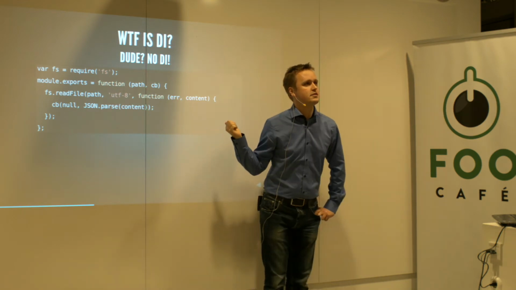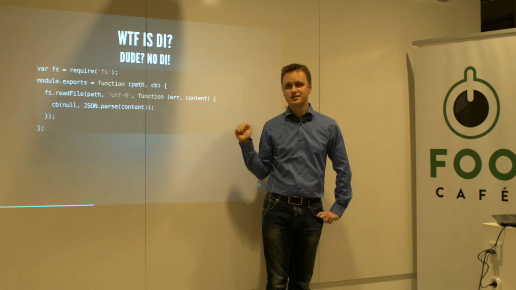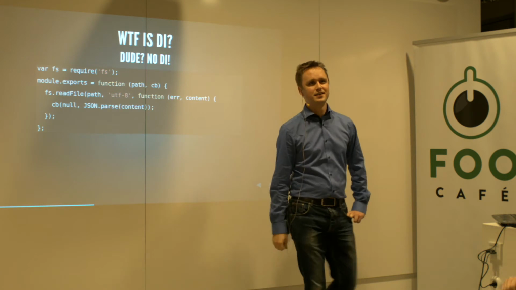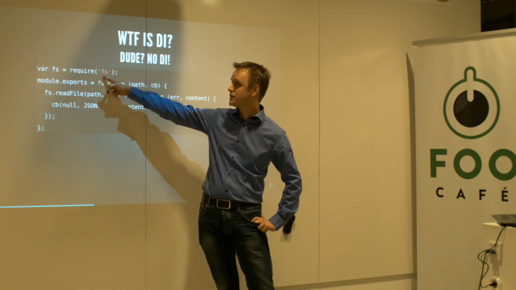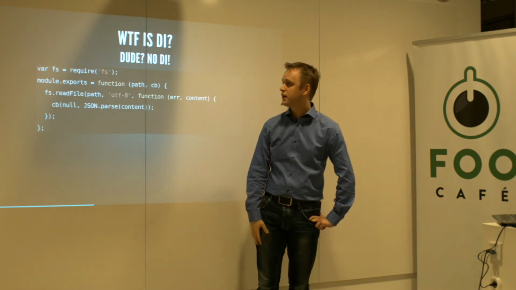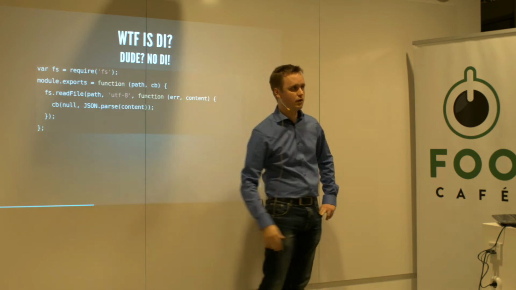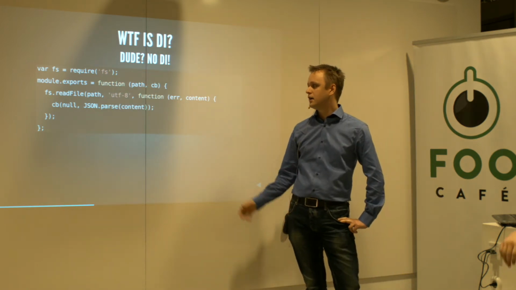So how many dependencies does this module have? Anyone dare to guess? One? No, it has 2. It has this explicit dependency on the file system, and it has the dependency on JSON, but JSON is a global object, but it's still dependent on it.